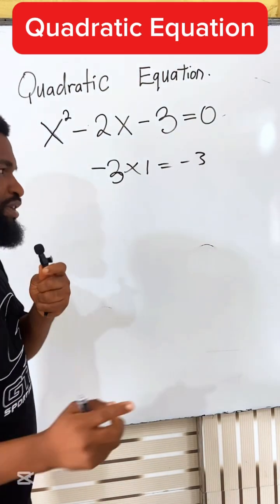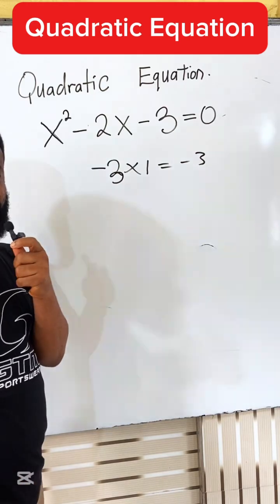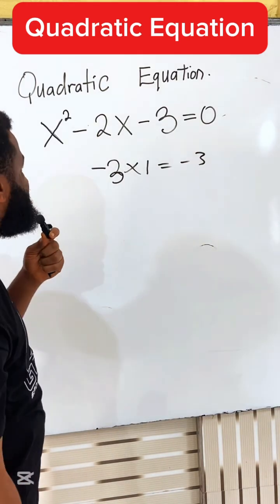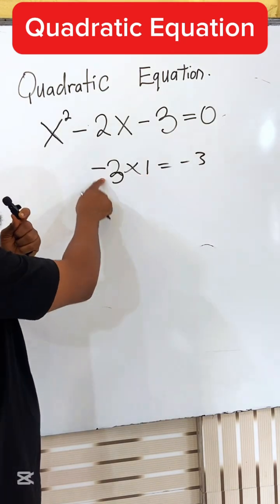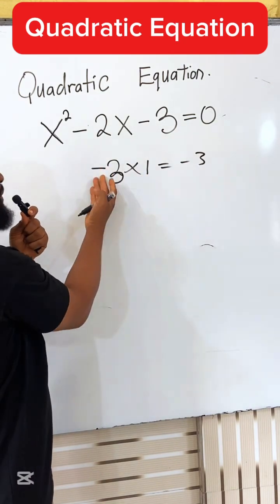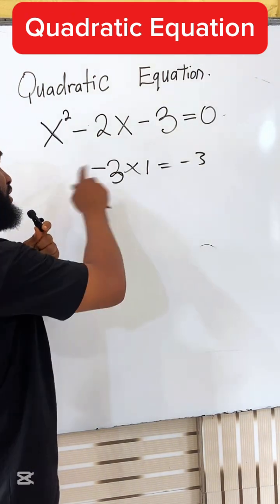Now, the next question should be, if I add these two numbers, will I have minus 2? The answer is yes, right? If you say 1 minus 3, you are going to have minus 2. So minus 3 and plus 1, they are the factors that give the solution to this problem.